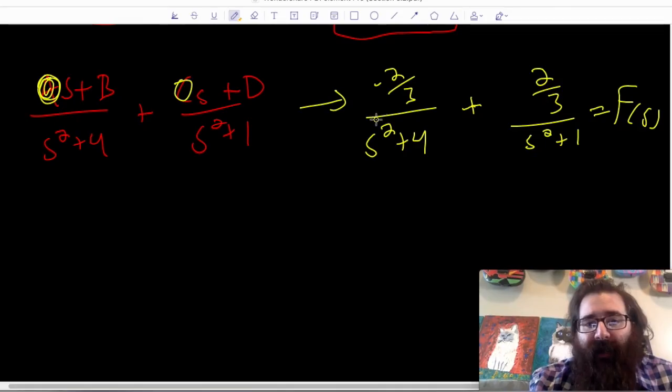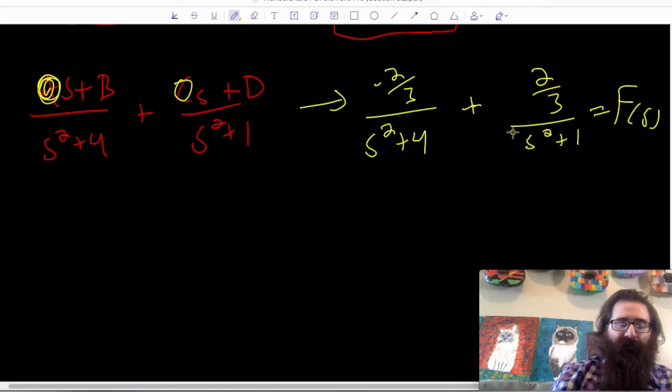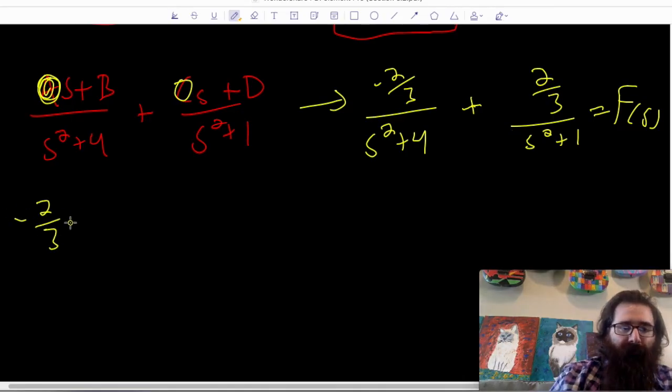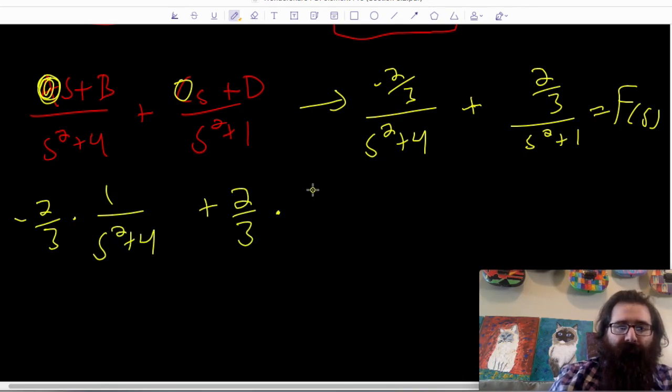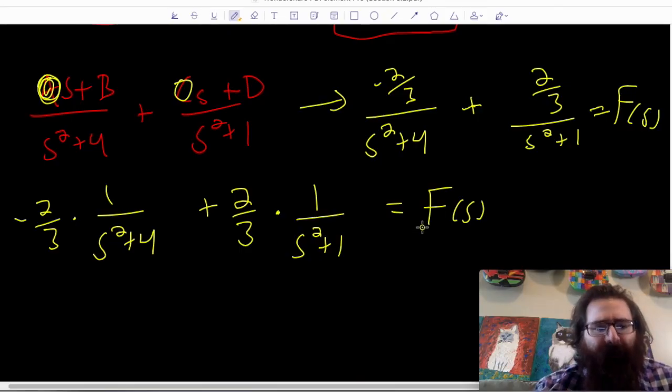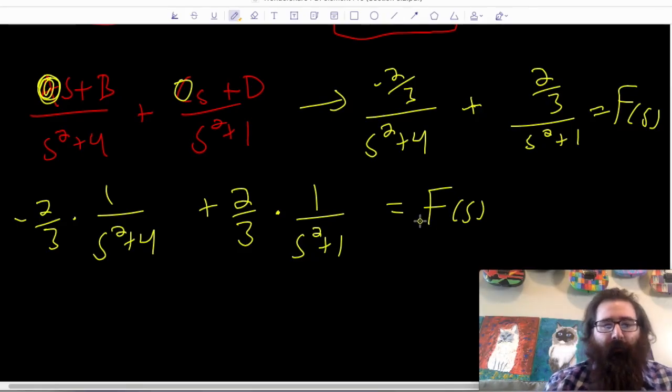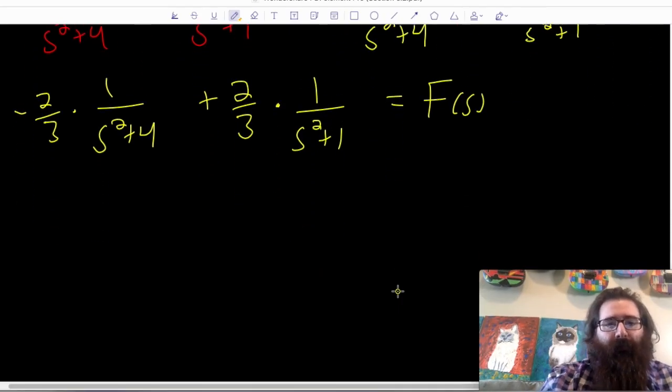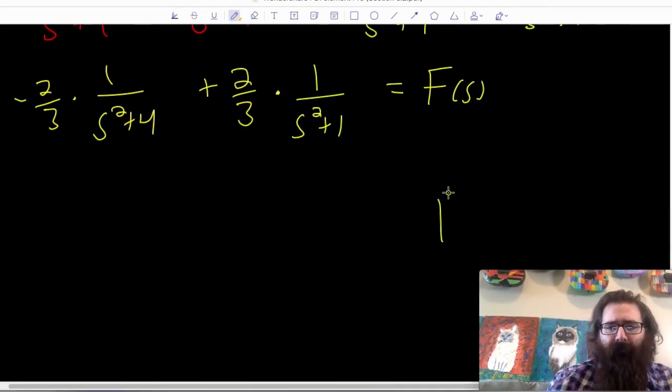Now, I don't really love having these fractions in the numerator, so I'm just going to bring those out in front as coefficients and say negative 2/3 times 1 over s squared plus 4 plus 2/3 times 1 over s squared plus 1 equals big F at s. And these actually look pretty familiar. Right? If we're thinking about that table, maybe we're recognizing it. Let me write it this way. Maybe we'll start to see it a little bit better.